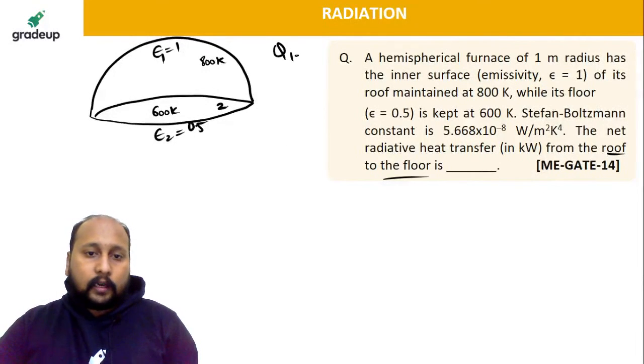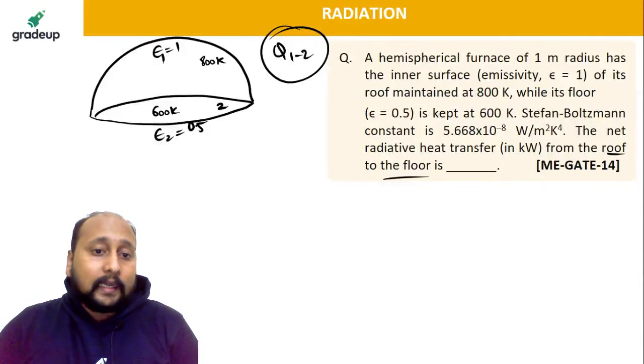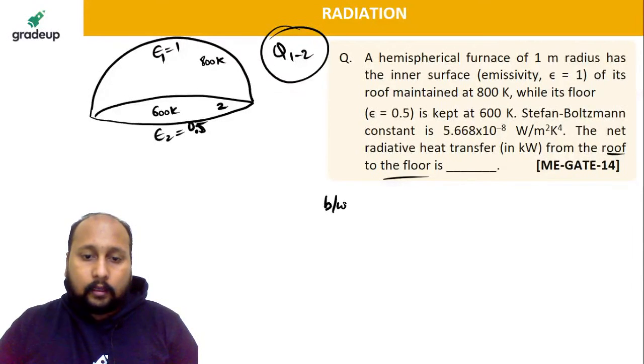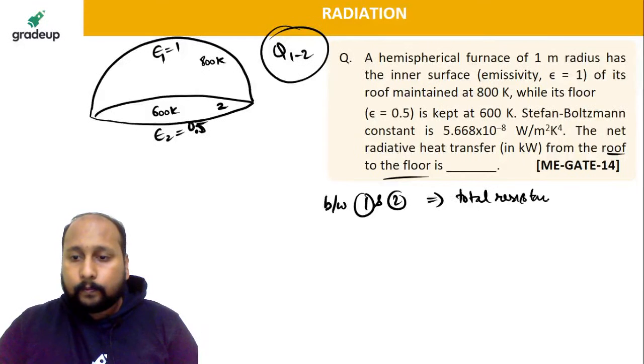What is Q1 to 2? So now tell me, first of all, first question: how many resistances will be there between 1 and 2? Between 1 and 2, how many resistances, total resistance? Can anyone respond to this problem?